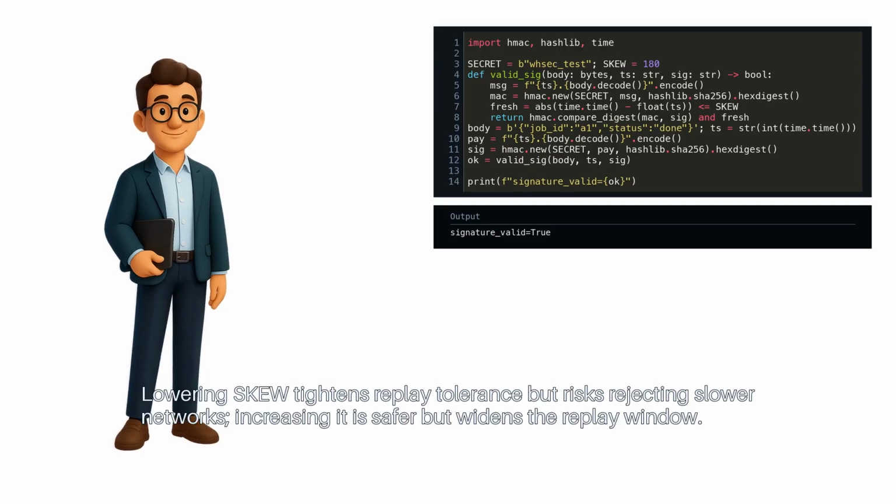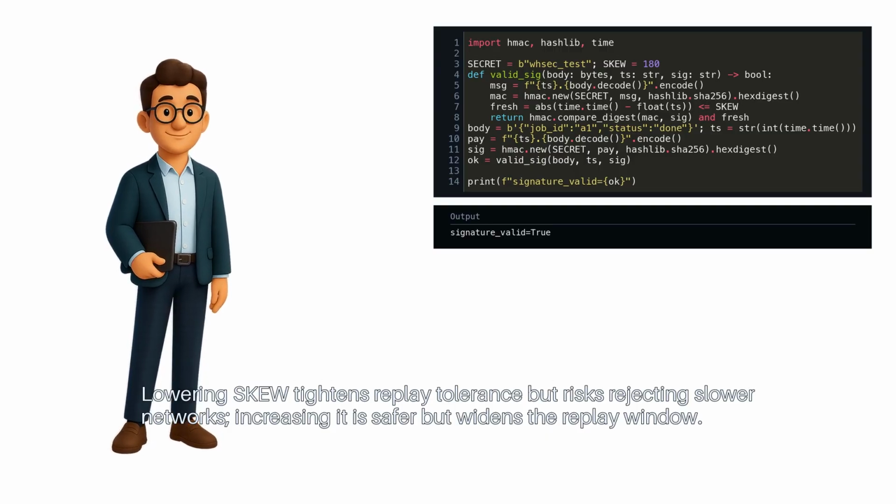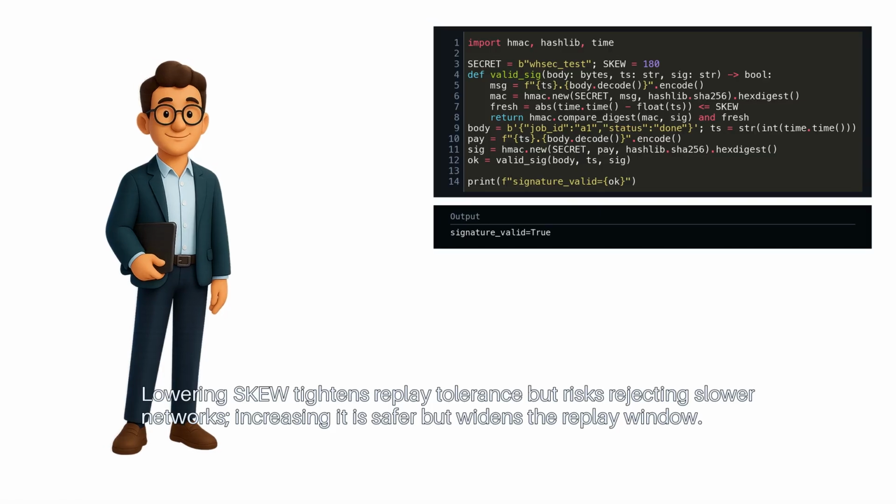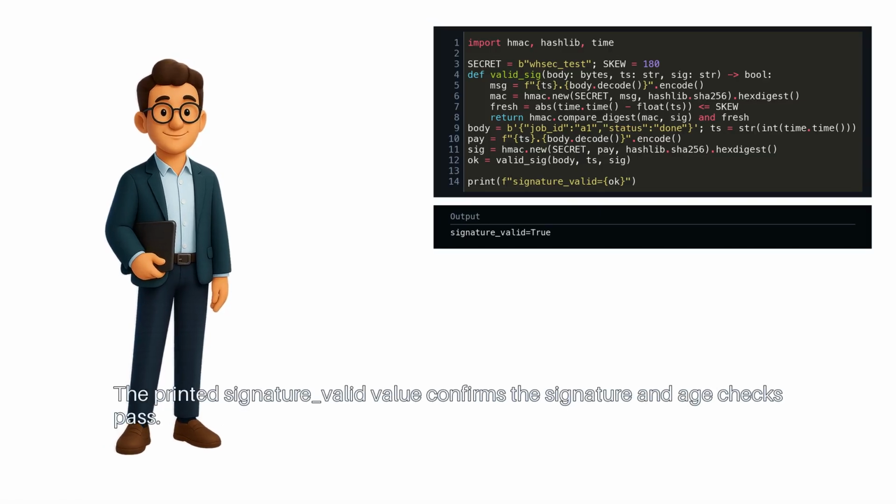Lowering SKEW tightens replay tolerance, but risks rejecting slower networks. Increasing it is safer, but widens the replay window. The printed signature valid value confirms the signature and age checks pass.